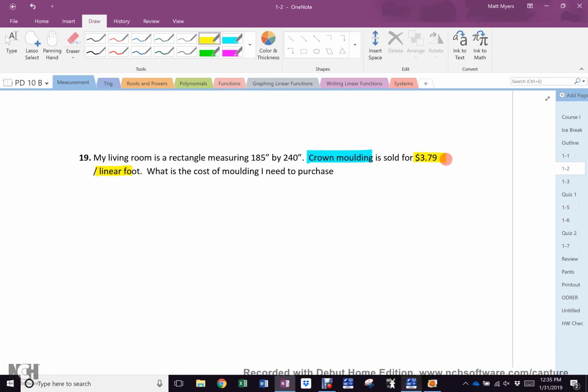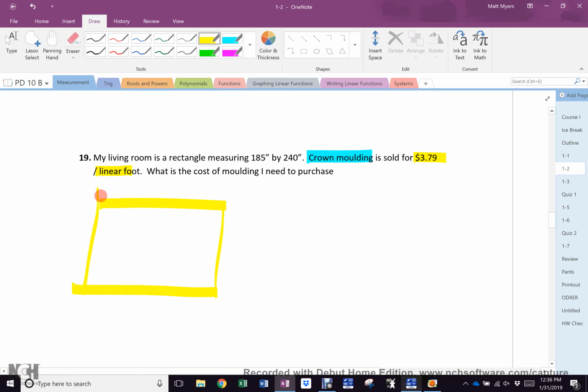Jesse? On the top of the room, like all over your ceiling? On the edge of your ceiling, where your ceiling meets the wall. Unless it's on the floor, and then they call it a baseboard. But it's the same damn thing. So I need to know how much feet I need around my room.